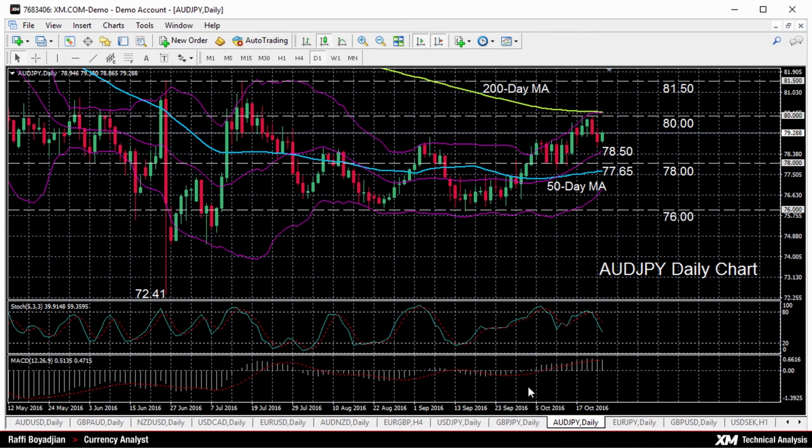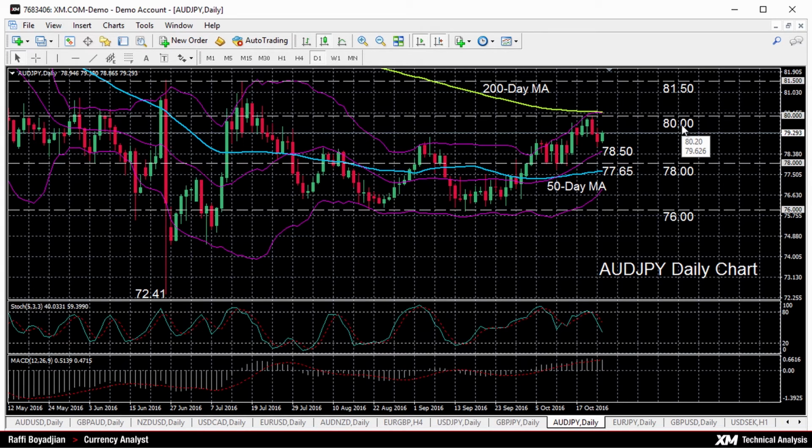Our final pair for the day is the Australian dollar versus the yen. AUD JPY has been in a neutral range since late spring, as indicated by the sideways moving Bollinger Bands. Prices have in recent weeks been trading near the upper Bollinger Band, but appear to have found resistance just below the 200-day moving average at around the 80 level.